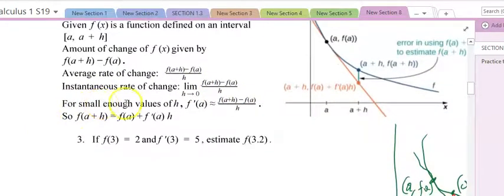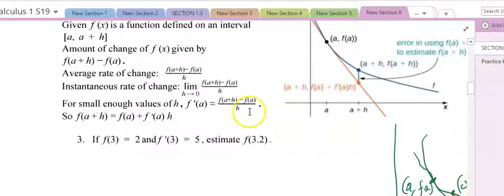Now, let's do an approximation for small values of h. So when h is really small, then f prime of a is approximately f of a plus h minus f of a over h. So that's the derivative, right? The derivative at a is equal to that. So if we rearrange this formula, f of a plus h would be approximately equal to f of a plus f prime of a times h.